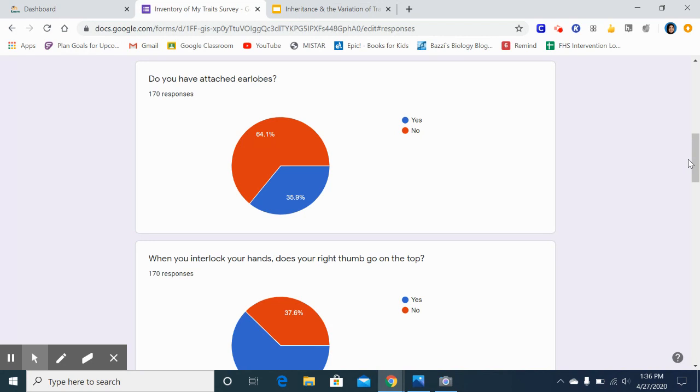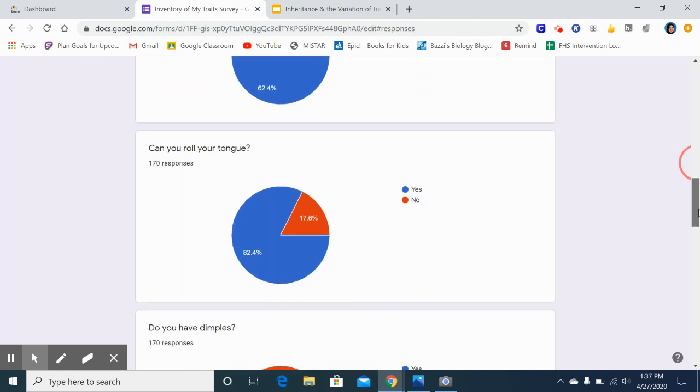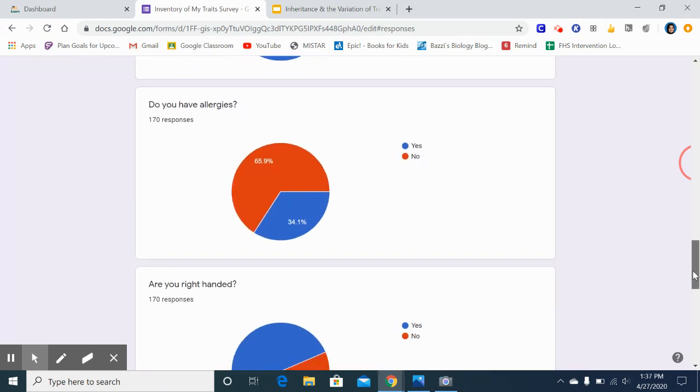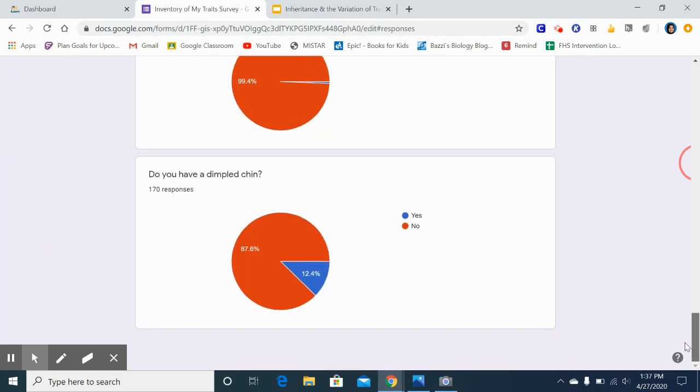Now, what I want you to do this week, I want you to take this data and I want you to convert it from a pie chart to a bar graph. And I will share the data percentages with you in a minute. So again, from a pie chart to a bar graph.